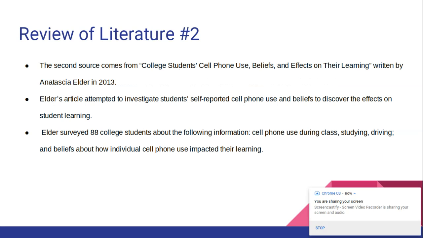The second source comes from college students' cell phone use, beliefs, and effect on their learning, written by Anastasia Elder in 2013. Elder's article attempted to investigate students' self-reported cell phone use and beliefs to discover the effects on student learning. Elder surveyed 88 college students about the following information: cell phone use during class, studying, driving, and beliefs about how individual cell phone use impacted their learning.